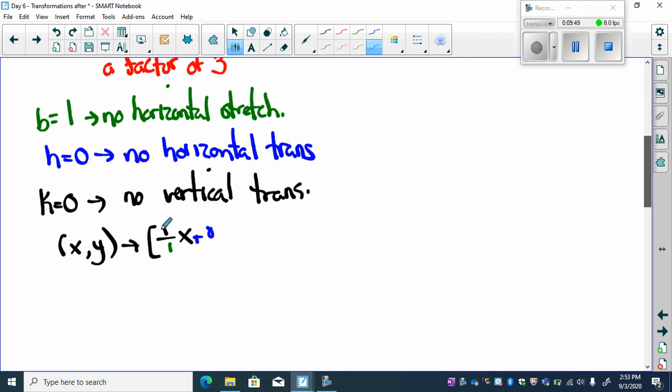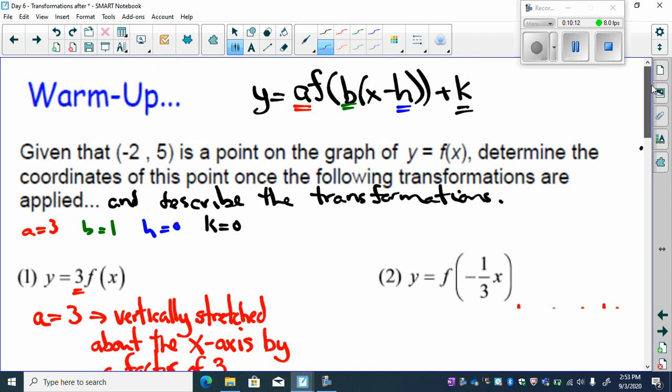Remember, horizontal stretch or compression and horizontal translation are going to affect the x coordinates. And vertical stretch, reflection, and translation are going to affect the y. So it would be a times y plus k. So here's what the mapping rule is going to look like: (x, y) maps to (1/b times x plus h, a times y plus k).